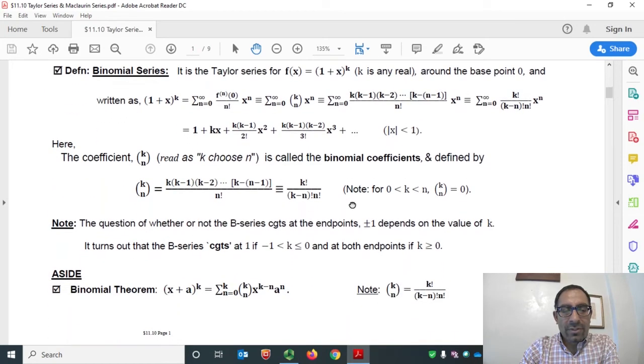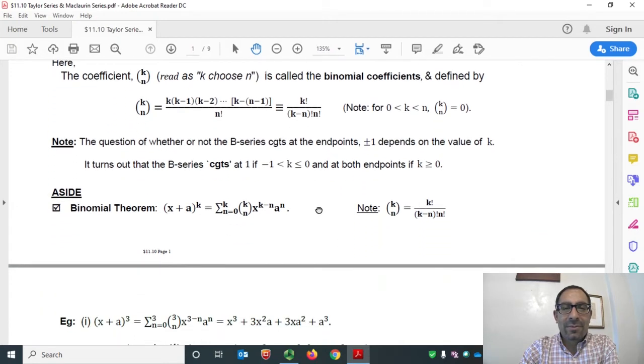Note, the question of whether or not the binomial series converges at the endpoints plus or minus 1 depends on the value of k. It turns out that the binomial series converges at 1 if k is between negative 1 and 0, excluding negative 1, and at both endpoints if k is greater than or equal to 0.